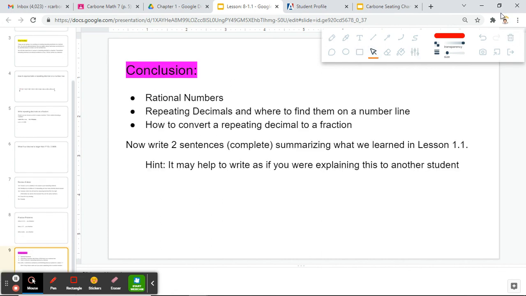Alrighty, so in conclusion today, we learned about rational numbers. We learned about where to put repeating decimals on a number line. And finally, we learned how to convert a repeating decimal into a fraction. So remember, write 2 complete sentences. We're summarizing what we learned in lesson 1.1.